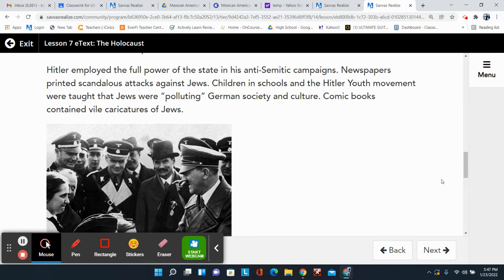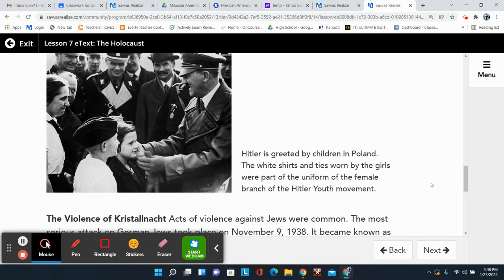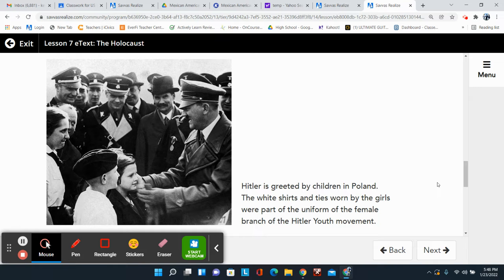Hitler employed the full power of the state in his anti-Semitic campaigns. Newspapers printed scandalous attacks against Jews. Children in schools and the Hitler Youth movement were taught that Jews were polluting German society and culture. Comic books contained vile caricatures of Jews. Here's a picture of Hitler as greeted by the children in Poland. The white shirts and ties worn by the girls were part of the uniform of the female branch of the Hitler Youth Movement.